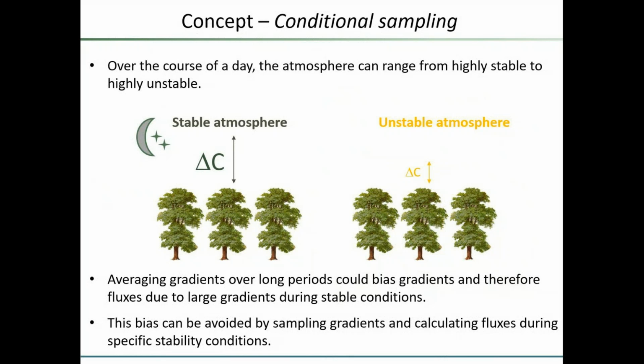So another key concept here is this idea of conditional sampling. And we employ conditional sampling so that we can meet some of the requirements of the micrometeorological gradient methods. What I'm showing you here is a simple example that illustrates how the measured gradients can relate to different stability regimes.